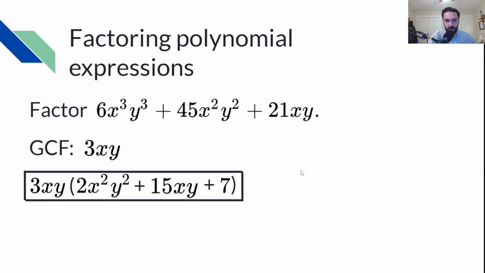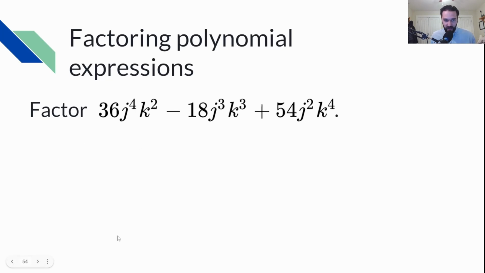So this is my final answer. I took three terms and I turned it into two factors. So we pulled the GCF out of each piece to get this factored expression. All right, let's do one more example. Here I'm asked to factor this thing. The first step is to find the GCF of the coefficients. The GCF of these three numbers is 18. We can make lists and show the factors of each of the numbers and then spot 18 as the biggest number that occurs in each list, but I'm omitting that for the sake of brevity.